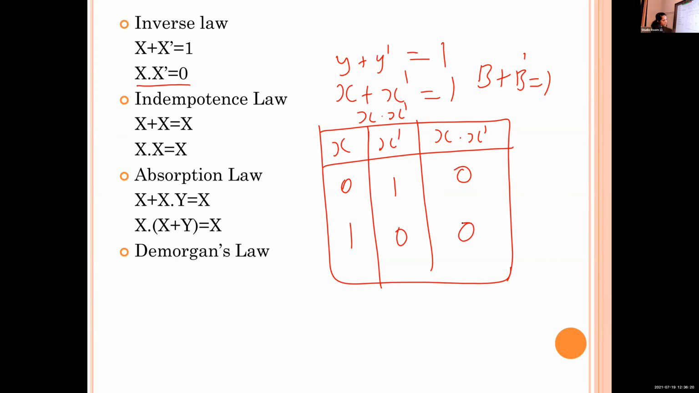Is it clear, John? Yes, ma'am. Then write the next one, that is idempotence law. That is X plus X is equal to X and X dot X is equal to X. X plus X, we simply write X. X dot X is also X.